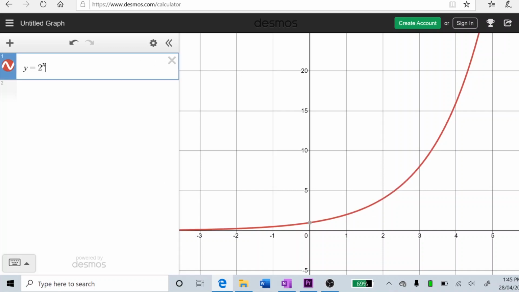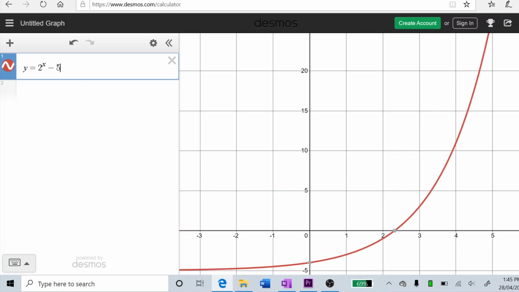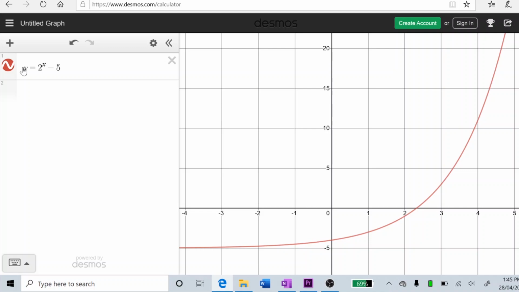We can play around with this function by just adding or subtracting a constant value. Here, if we just added 5, we can see that shifts the asymptote up. And if we subtract 5, we can see that shifts the asymptote down. Now, what we notice is if we shift the asymptote down, we have got two intercept points. We've got an x-intercept and a y-intercept. Okay, that is useful to remember when you're dealing with the algebra of sketching exponential functions.